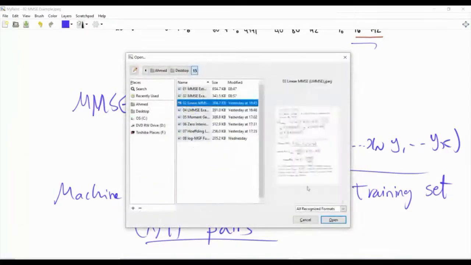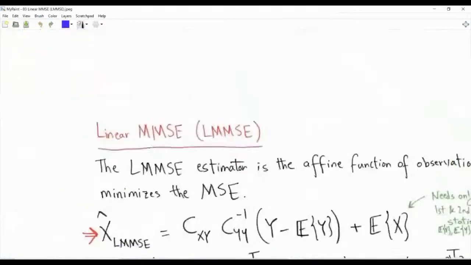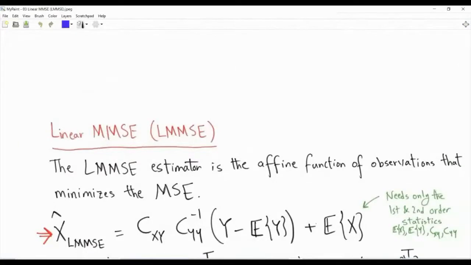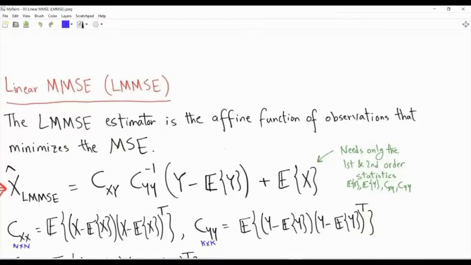For the purpose of this course, if you don't know the distribution, and it's very difficult, basically use something called the LMMSE, which is the linear minimum mean squared error estimation. So the minimum mean squared error estimation, you say, this is my vector of estimates.